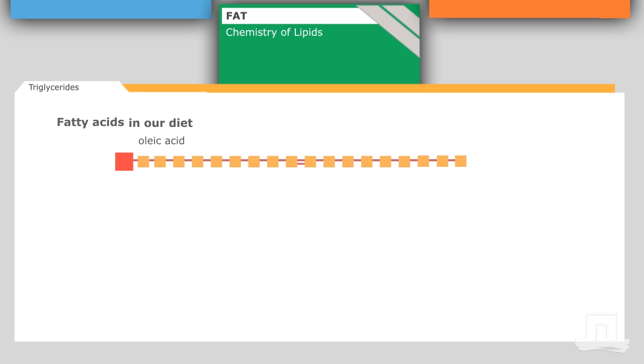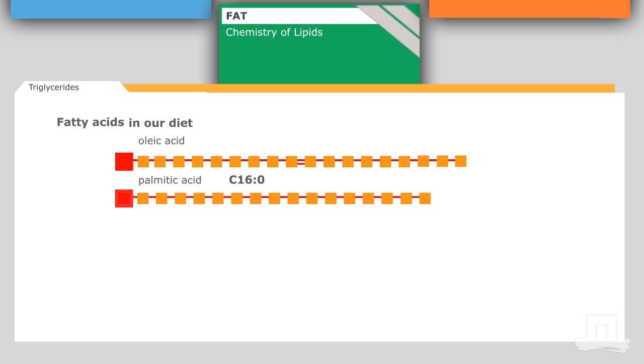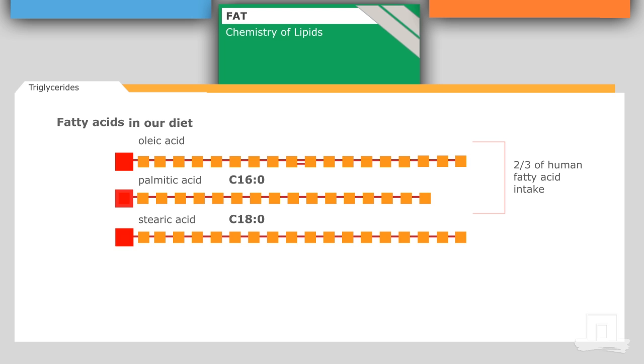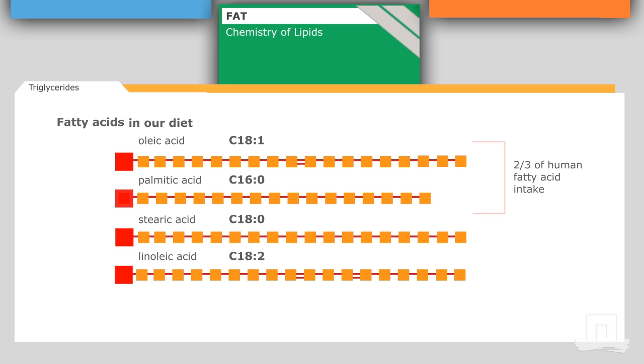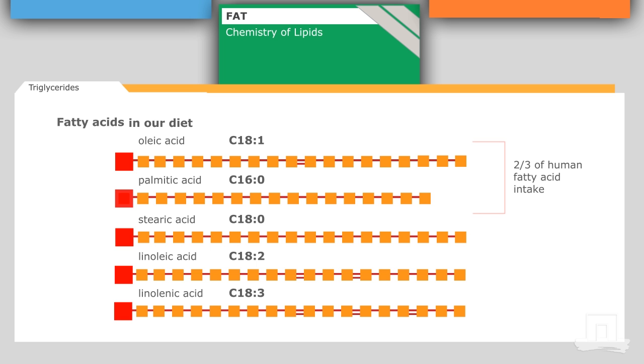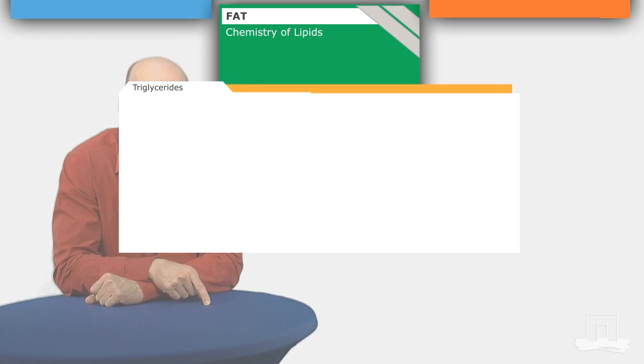Now, what are the main fatty acids in our diet? Oleic acid and palmitic acid are the most abundant fatty acids in our food supply. Together, they account for approximately 2/3 of our fatty acid intake. And the fatty acids are often abbreviated. So palmitic acid is C16:0, stearic acid is C18:0, oleic acid C18:1, linoleic acid C18:2, and finally there is linolenic acid C18:3. And these are 5 common fatty acids in our diet.